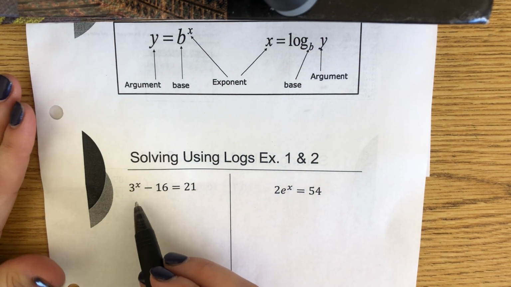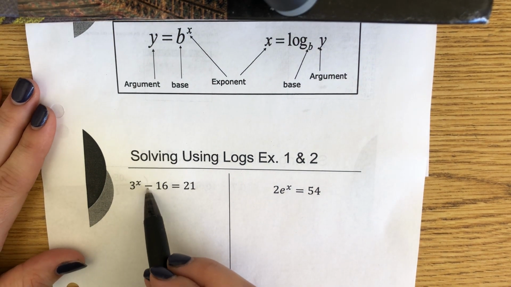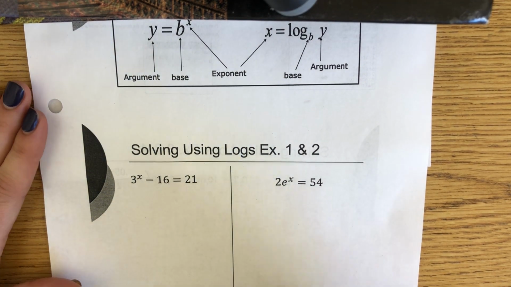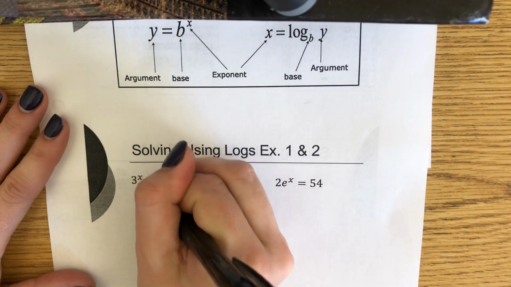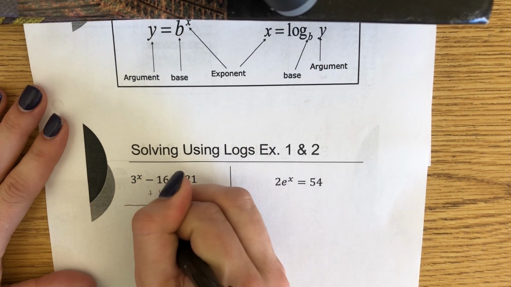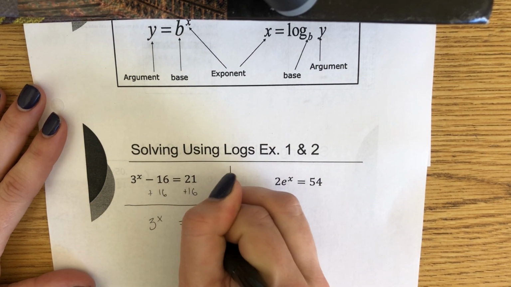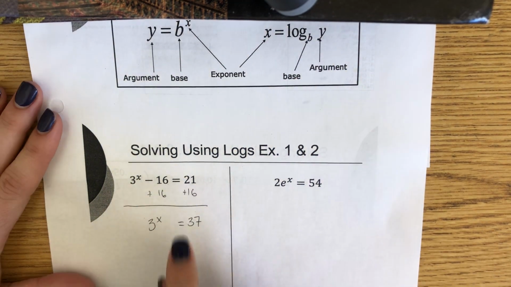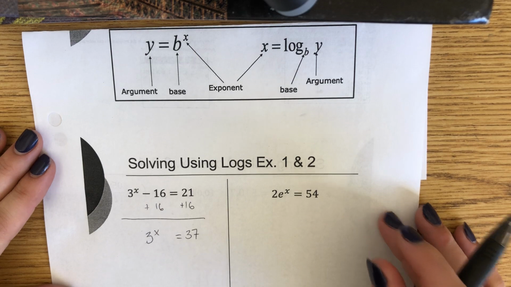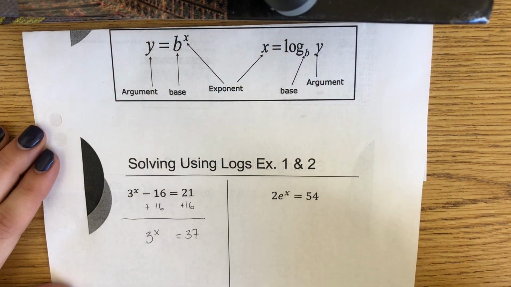All right, so we have example 1, 3 to the x minus 16 equals 21. So how we're gonna solve this is we add 16 to both sides, like you might think. So basically, you're isolating the exponential part, all right? So now the exponential part is isolated. Great, we have 3 to the x equals 37.